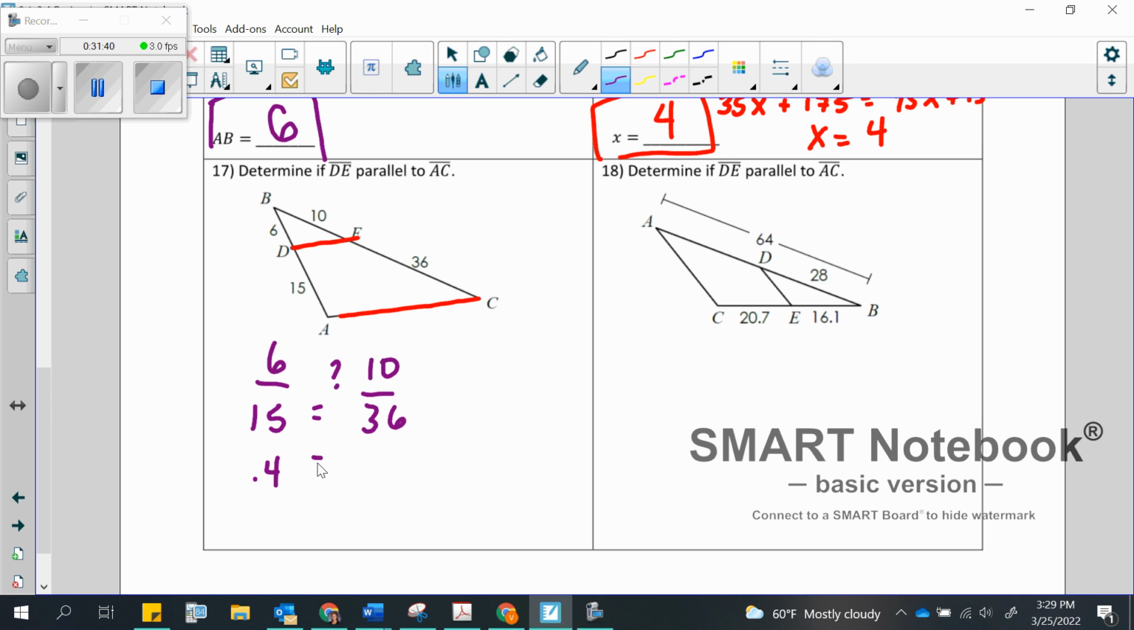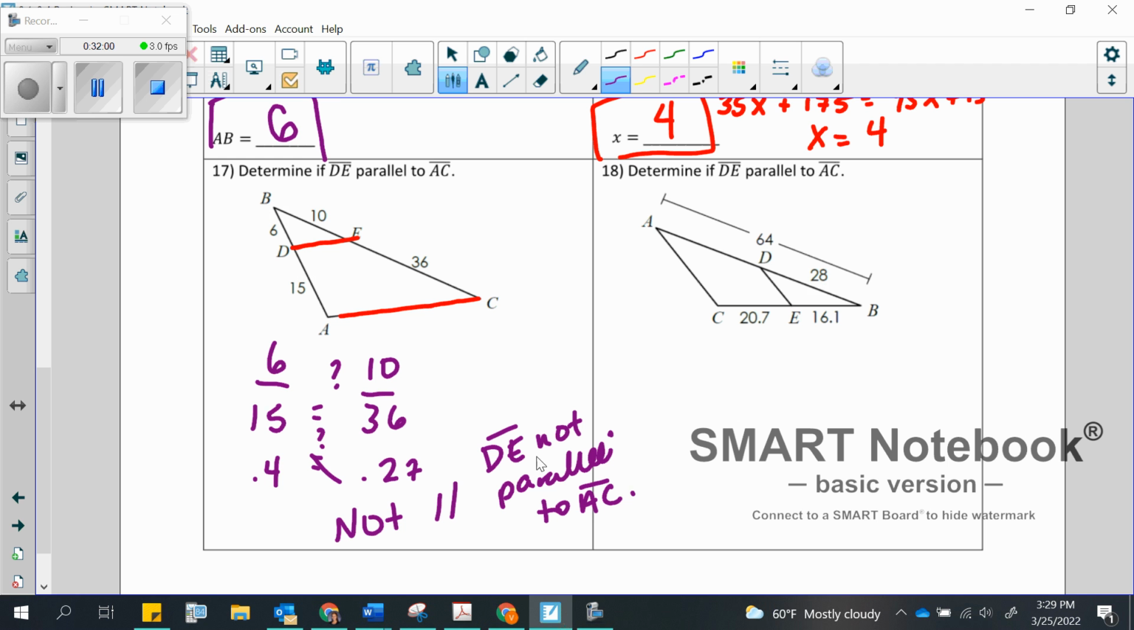If I do 10 over 36 in my calculator, I'm going to get 0.27. So that means if these are not equal to each other, then the line DE is not parallel to AC. Okay? If they were the same, then yes, it would be parallel.